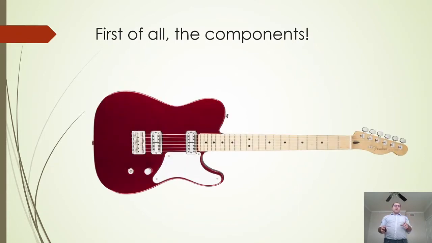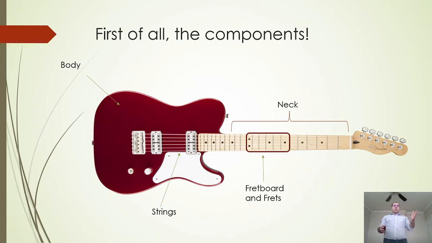This is a standard Fender Telecaster, one of the most popular shapes of electric guitars. Here's the body. Those are, of course, the strings, the neck. People often confuse the body and the neck. They think, or they'll call the body the head or something like that.